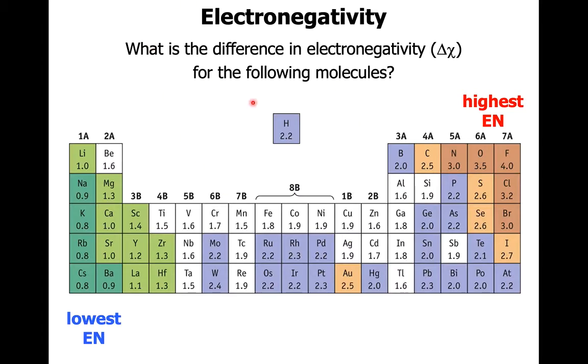Here's the whole periodic table. I'll remind you that fluorine has the highest electronegativity, and the only one that's very weird is hydrogen. Hydrogen belongs here in the periodic table, but for the purposes of assigning relative electronegativity, it lies somewhere between boron and carbon, so it might be better to put it right there in terms of electronegativity properties.